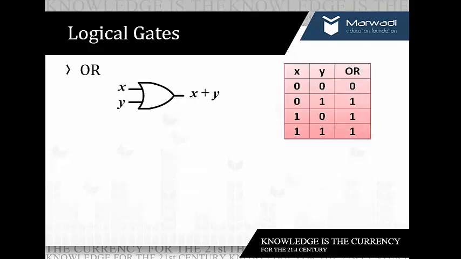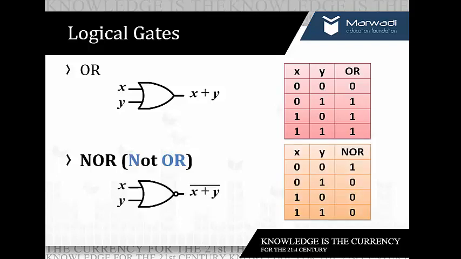Next is OR gate. Here from the truth table it can be easily identified that my output would be logic high if either of the two inputs or both the inputs are at logic high. The complement of OR gate is NOR gate, that is NOT OR gate, and the output is totally the inverse of that of OR gate.